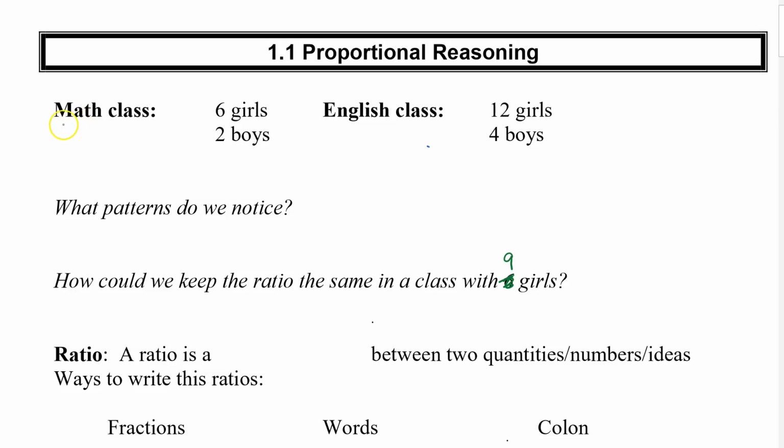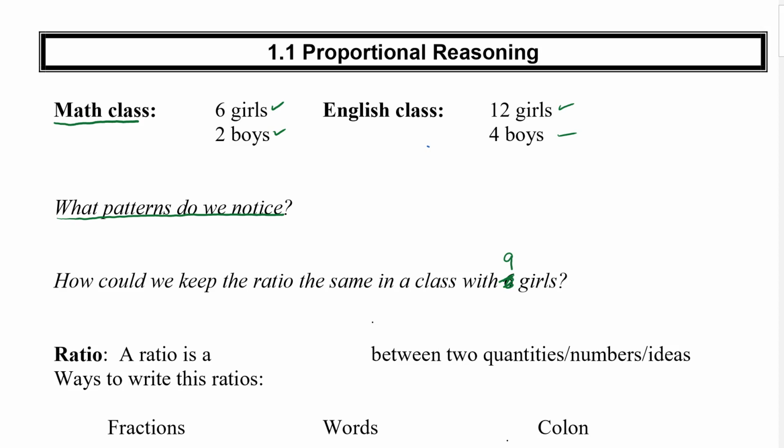I want you to imagine that you showed up for math class and you looked around and that there were 6 girls and 2 boys, including yourself, in the entire class. And then later on you went to English class and you noticed that there were 12 girls and 4 boys. Being a person like yourself that notices patterns, what kind of patterns could you notice?